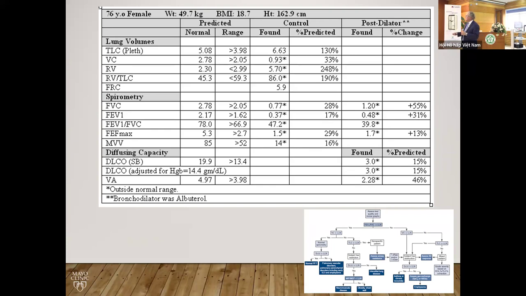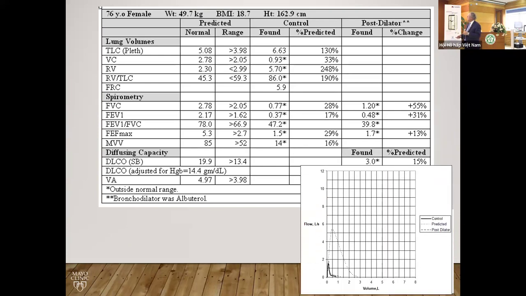So then we go down to diffusion, and our diffusing capacity is very low. So in the diffusion algorithm, if diffusion is low and the VA is low, then we have a pattern that is consistent with emphysema or alveolar destruction, right? One of those two patterns.